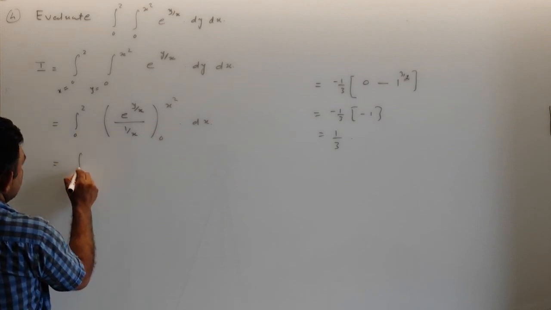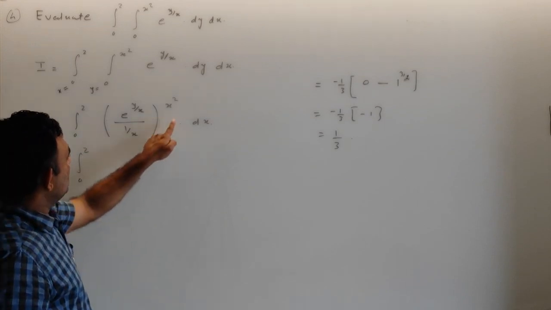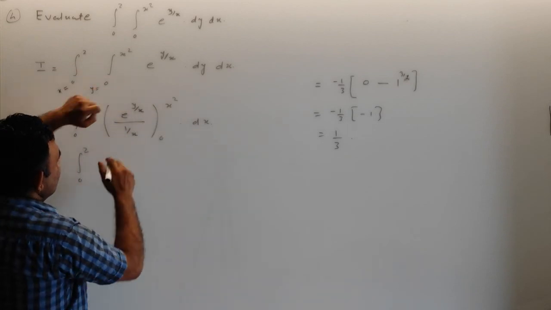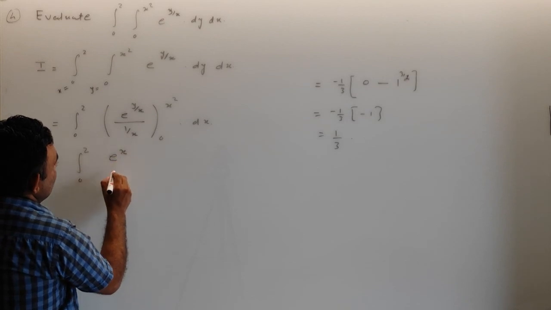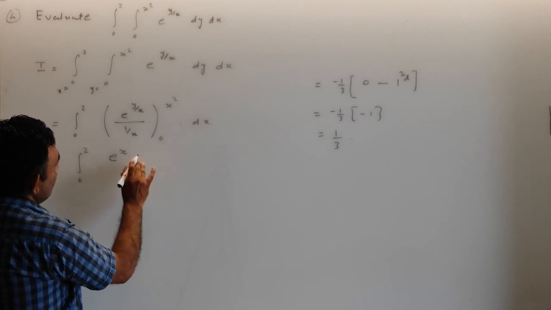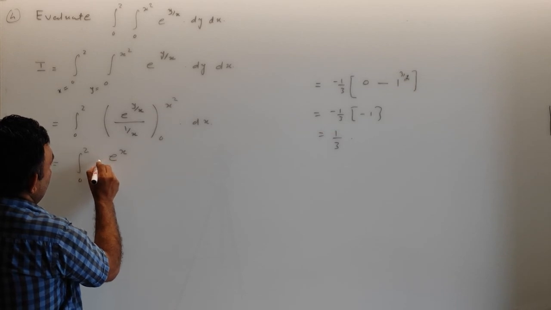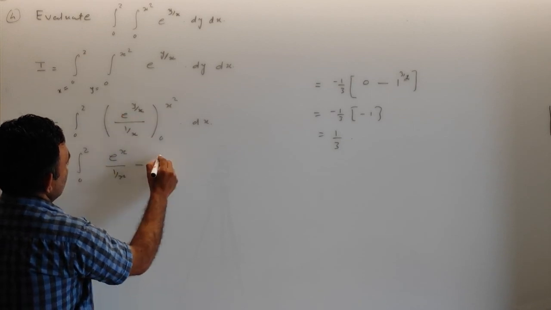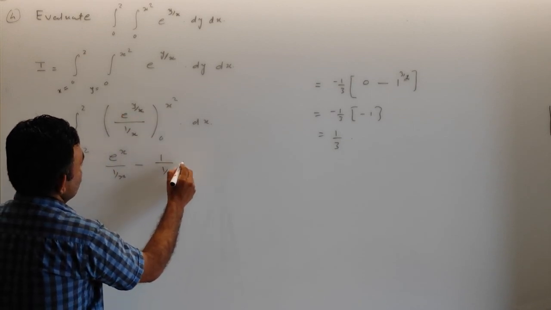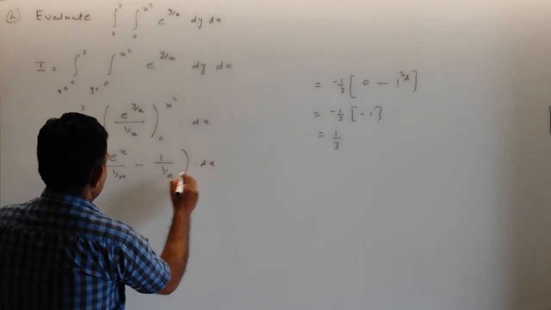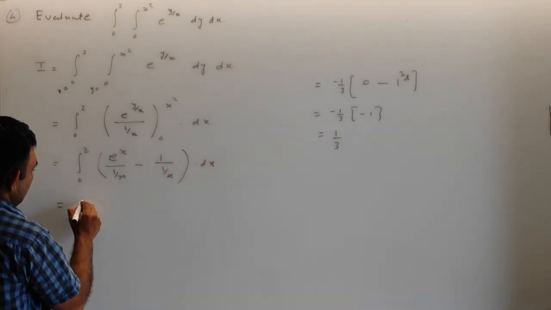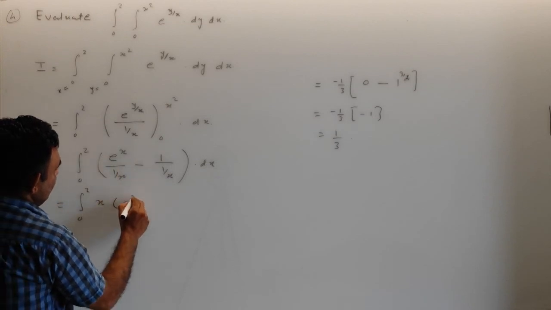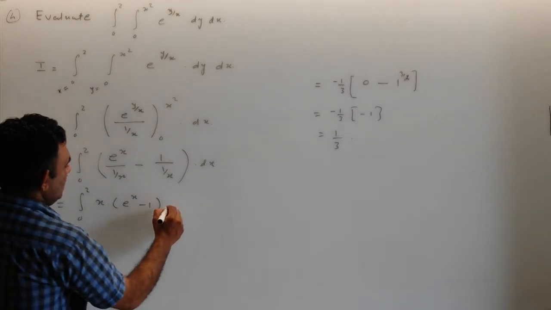So it is integration 0 to 2. Now you substitute the limits. So instead of y we put x square, so x gets cancelled, so it is e raised to x, and 1 by x is already there. Minus, for y is 0, so it is 1 by x. So we have this thing into dx. So 1 by x is common, and 1 upon 1 by x is x, so it is x times (e raised to x minus 1) into dx.